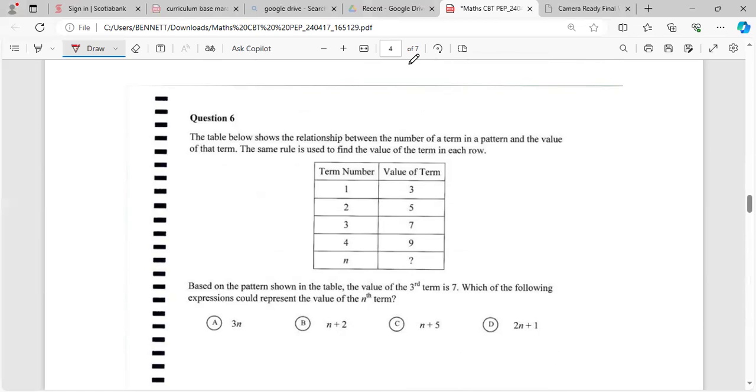All right, so the table below shows the relationship between the number of terms in a pattern and the value of the term. The same rule is used to apply. Is the rule A, 3n, or B, n plus 2, or C, n plus 5, or D, 2n plus 1? So they wanted to figure out what pattern it is.